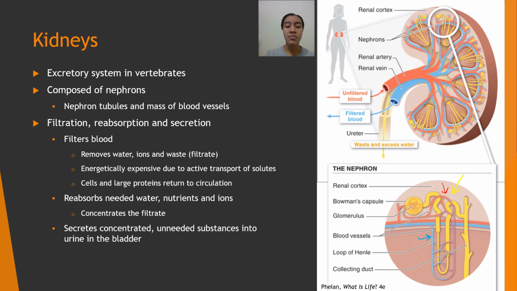And so the kidney also has a couple of regions to it. So we have our cortex, which is the outermost part of the kidney.